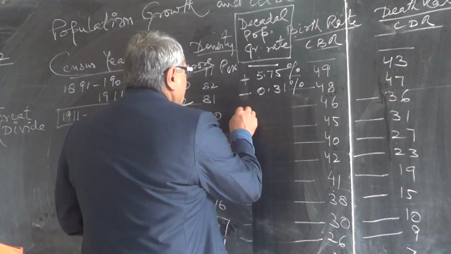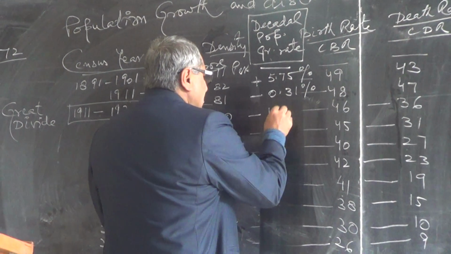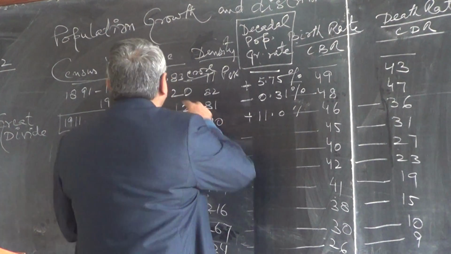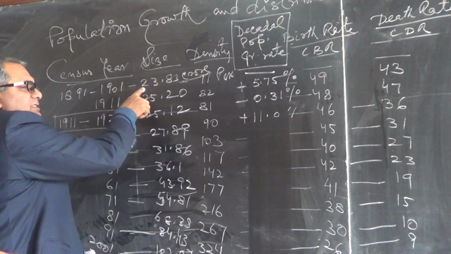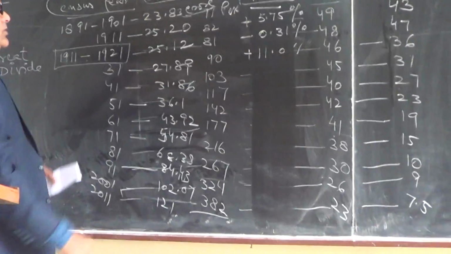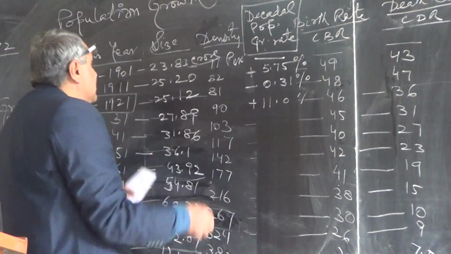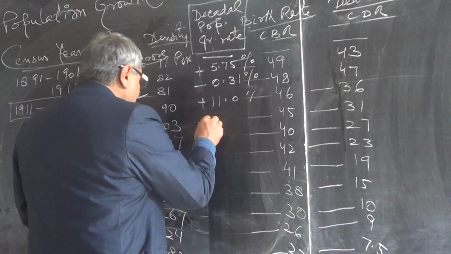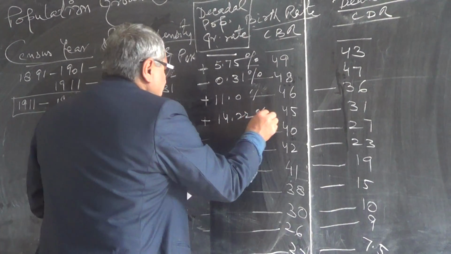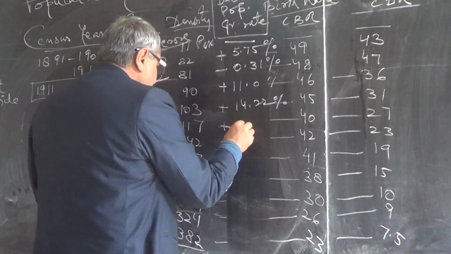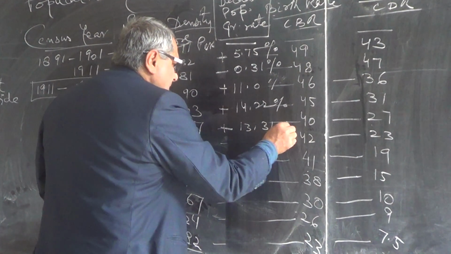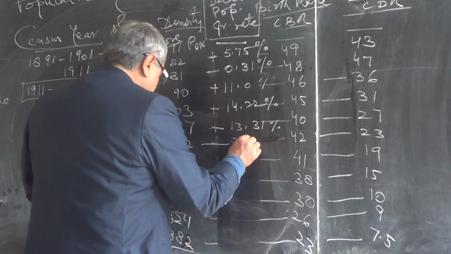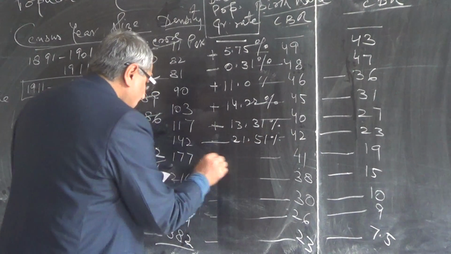And further it was approximately 11. Sorry, it was plus 11. And it is in percent. You can calculate with the help of this statistics. Population of base year and how many increased. So with the help of this we can calculate the percentage. And then further 11, then it was 14.22%. Then it was plus 13.31%. And at the time of independence, our population growth rate was 21.51%.